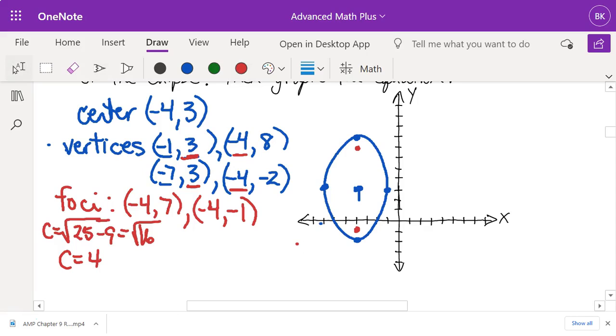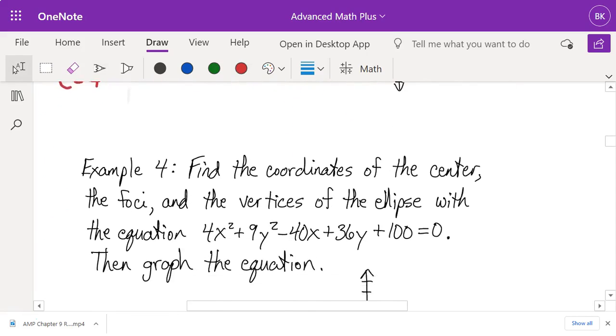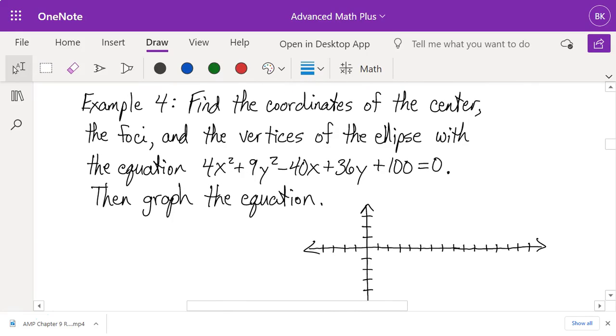Last one. We don't have to do this homework tonight, right? You do not have to do this homework tonight. This is what we're going to do tomorrow in class.